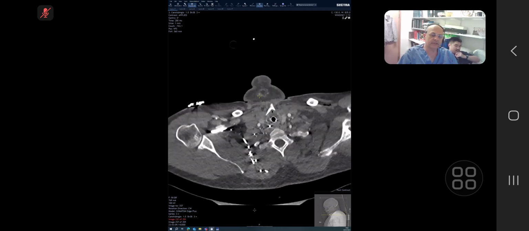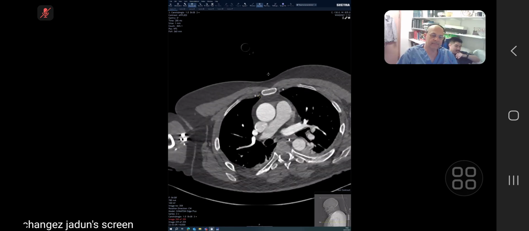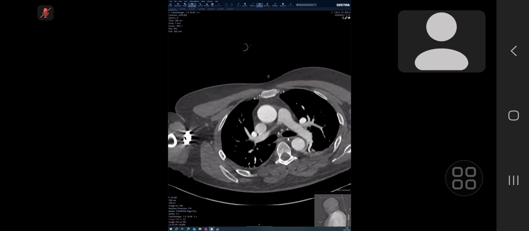Okay, so I am going to show you the CT angiogram. So I am coming from the base up. Do you want me to go from the base up or the vertex down? Yes, sir, from the base. Sure, sir. Yeah.